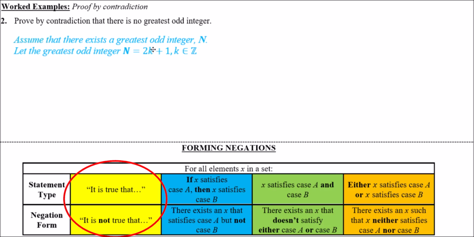So if k is an integer, if I double that, that makes it even. Any multiple of 2 is even. Then an odd thing will be either plus 1 or minus 1 from an even number. So this represents an odd value.